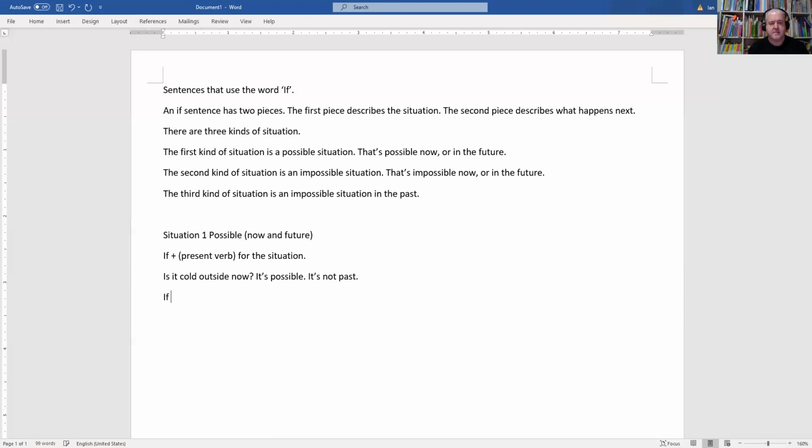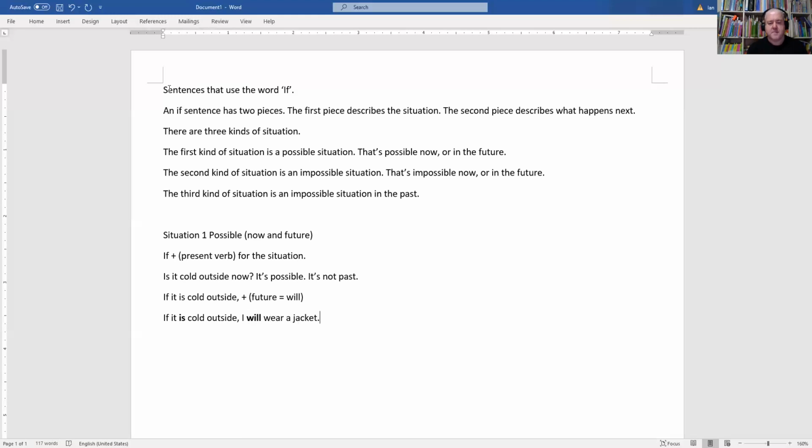So I say if it is cold outside, and then I have to use present tense. If it's cold outside, and then plus future, which is usually will. If it is cold outside, I will wear a jacket. Okay, so that's the first situation. What we're doing here is we're using present tense and we're using future, which is will.